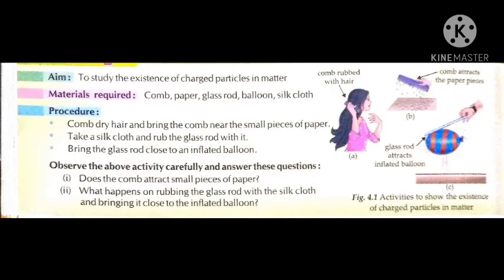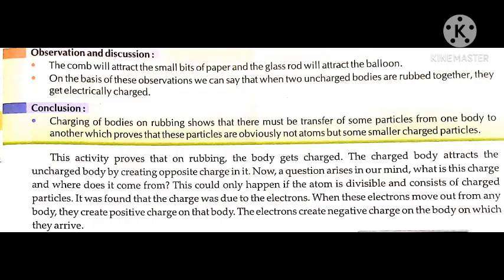Comb dry hair and bring the comb near the small pieces of paper. Take a silk cloth and wrap the glass rod with it. Bring the glass rod close to an inflated balloon. What do you observe? Does the comb attract small pieces of paper? What happens on rubbing the glass rod with a silk cloth and bringing it close to the inflated balloon? The observations are: the comb will attract the small bits of paper and the glass rod will attract the balloon.